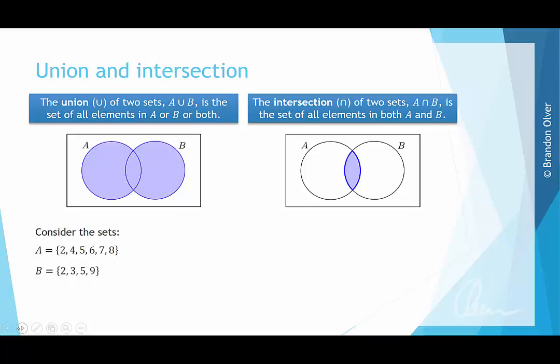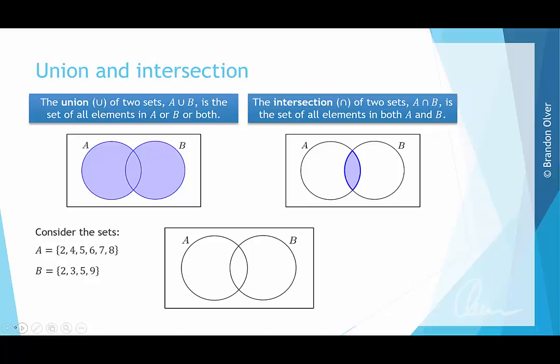So we're going to consider the sets A and B. And the first thing we're going to do is put them into a Venn diagram. So as you can see, 2 is common to both, so it goes in the intersection, as well as 5, which is common to both sets, so it also goes in the intersection. Then 4, 6, 7, and 8 are only in A, and 3 and 9 are only in B. So now what we're asked to do is find A intersecting B and A union B.